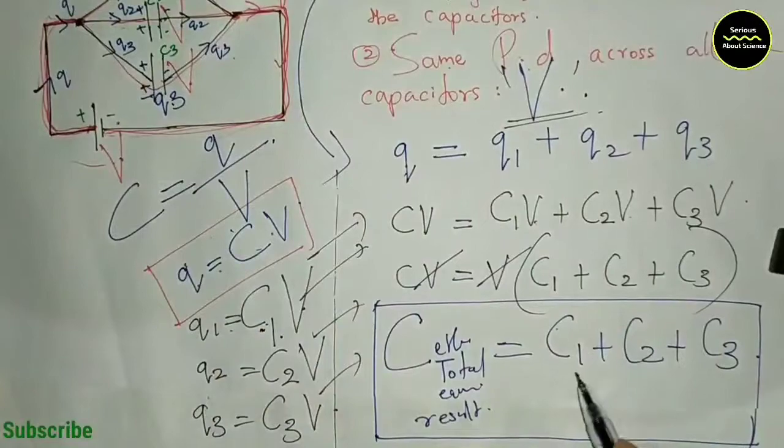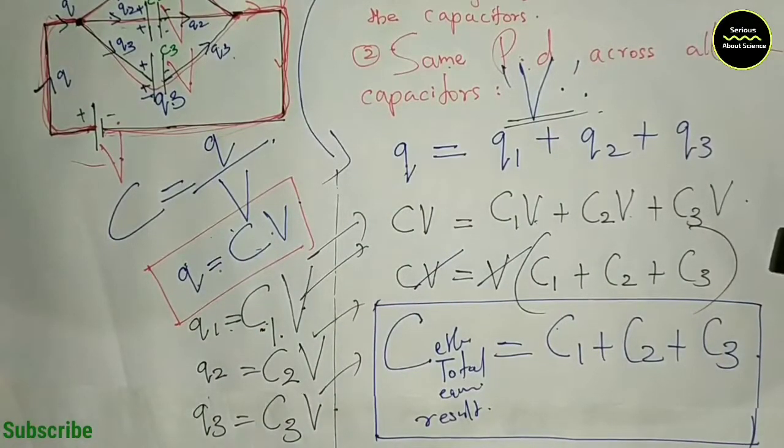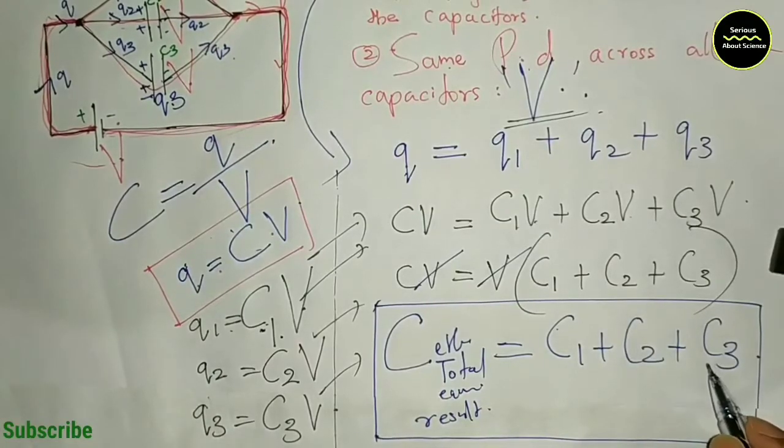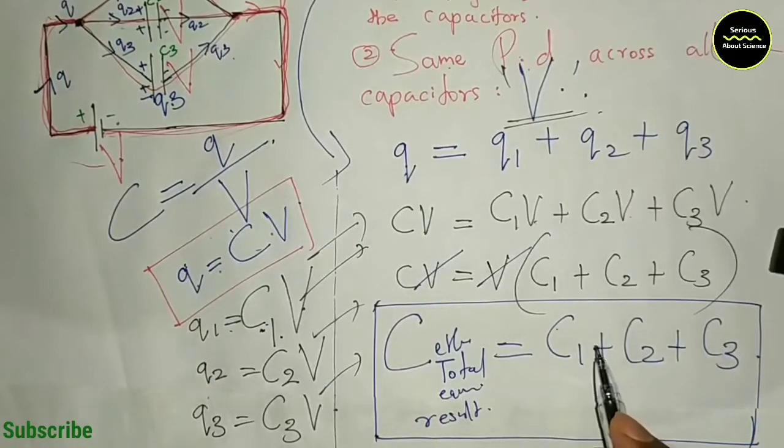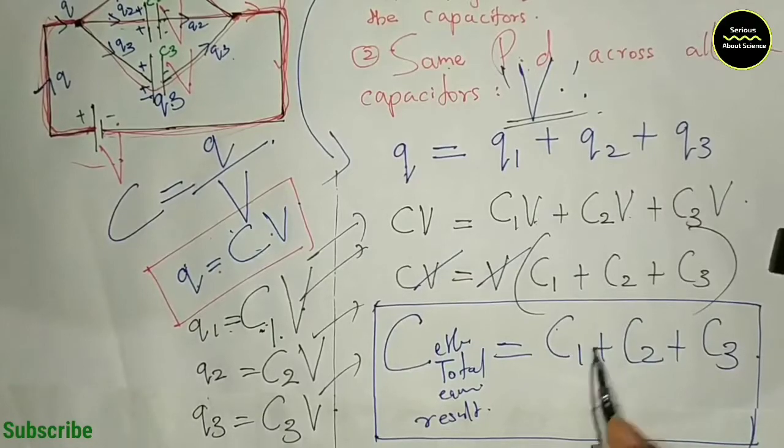The equivalent capacitance of a parallel combination of capacitors we get like this: C equivalent or C total will be equal to C1 plus C2 plus C3. From this equation we can find that in a parallel combination of capacitors, the equivalent capacitance will be equal to the sum of the individual capacitance values. So C1 plus C2 plus C3 plus up to Cn. The total capacitance is equal to the sum of the individual capacitances.